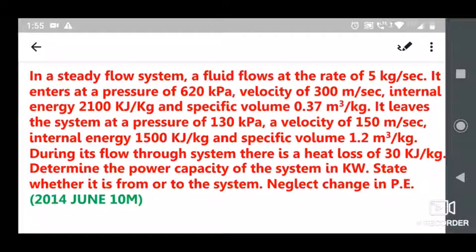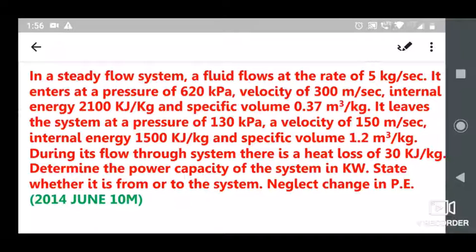During its flow through the system, there is a heat loss, d dash q by dm, given as 30 kilojoules per kg. Since heat is lost, it will be negative, which is given per kg, in terms of the mass. Next, determine the power capacity of the system in kilowatts, that is, we need to find it in terms of rate. State whether it is to or from the system. And neglect the changes in the potential energy. This is the question which has been asked.